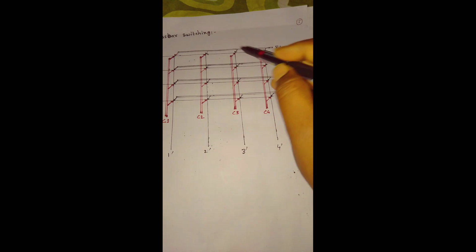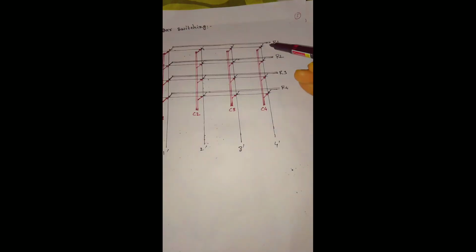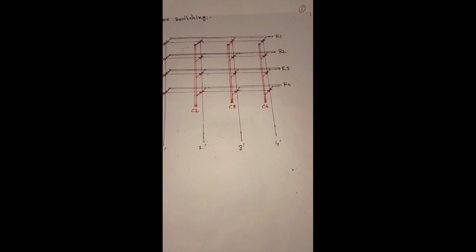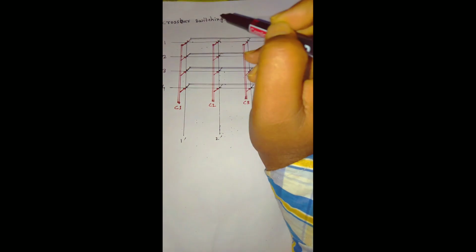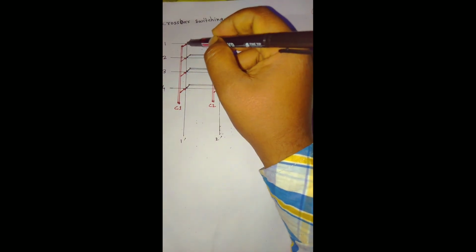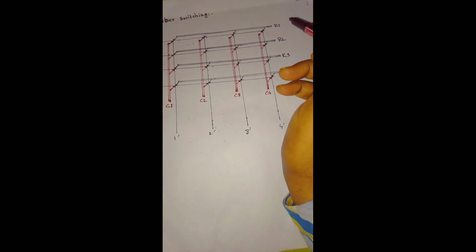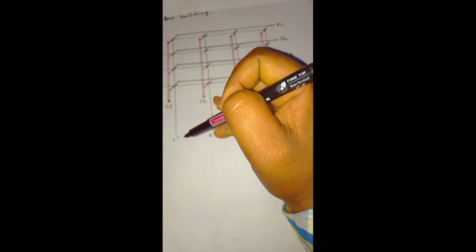So whenever this line C1 and this R1 get energized, what will happen? When C1 is activated, and R1 is activated, that means these two electromagnets are activated. So this point is in operation now. This point is energized. So 1 will get connected to 1 dash.